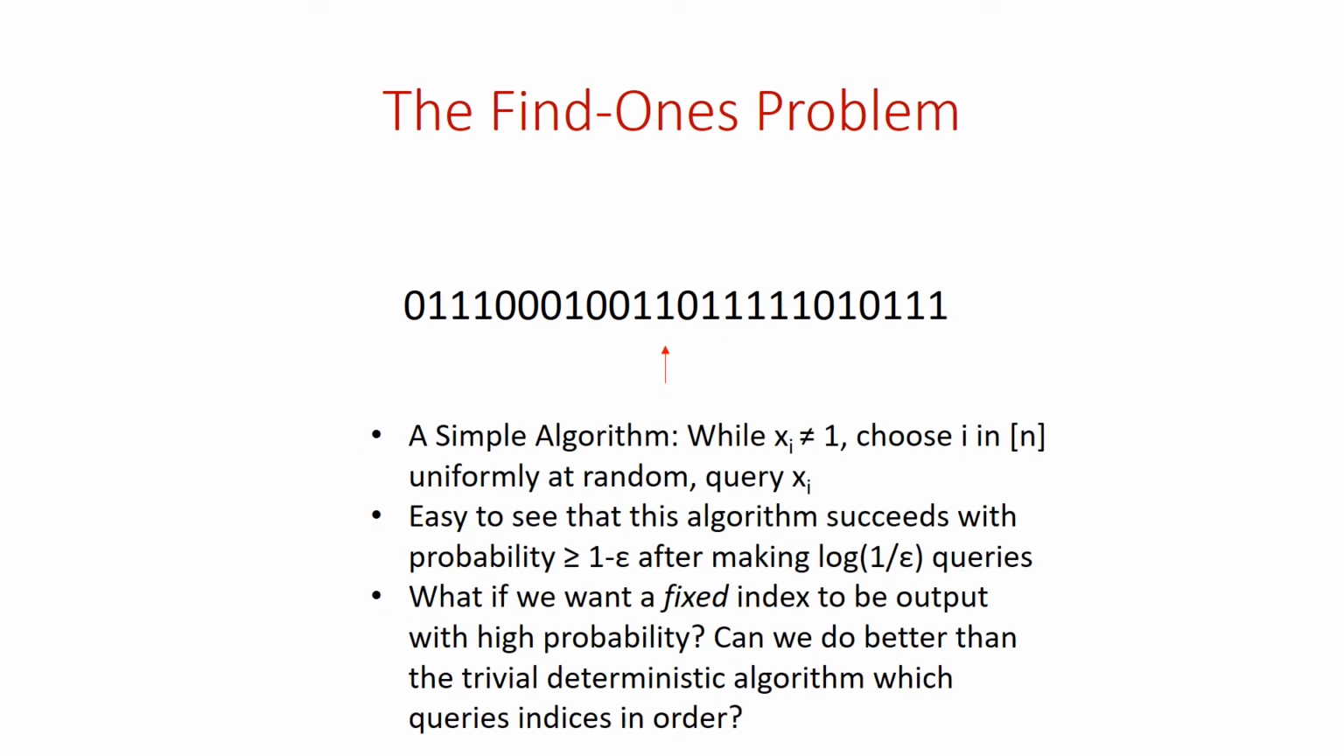So here's the algorithm that I just told you about. While x_i is not equal to 1, choose i in [n] uniformly at random and query x_i. And the analysis of this algorithm is trivial. It succeeds with probability at least 1 minus epsilon after making log(1/epsilon) queries.